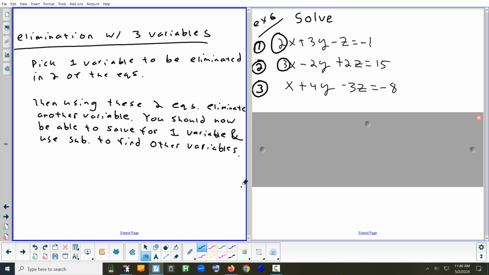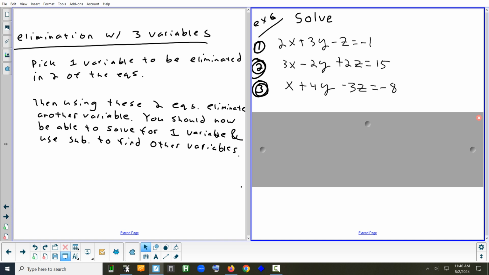All right, so as far as the notation, anytime that I write down a number that's circled, that's going to represent an equation, just so we know which equation we're talking about.